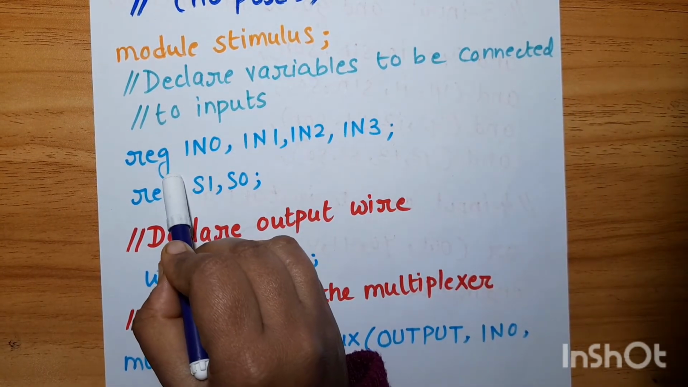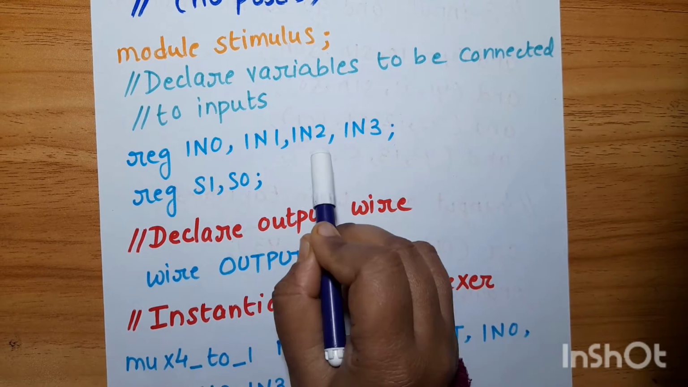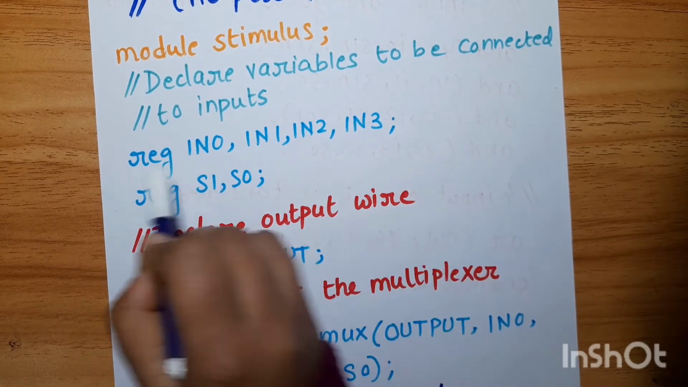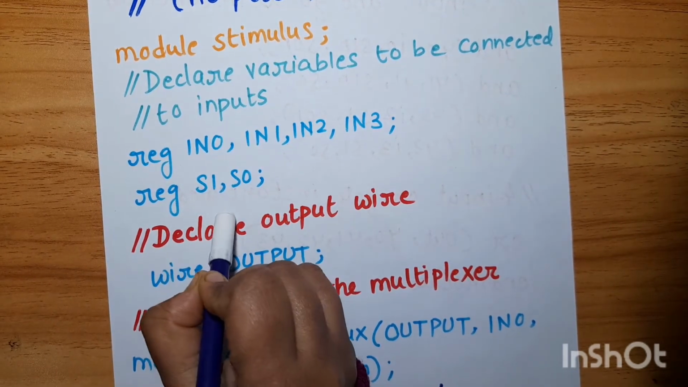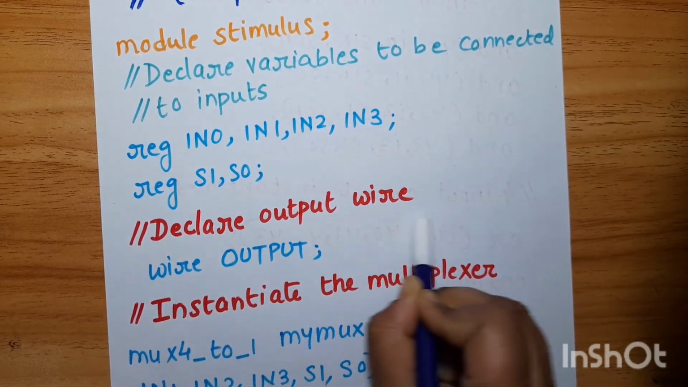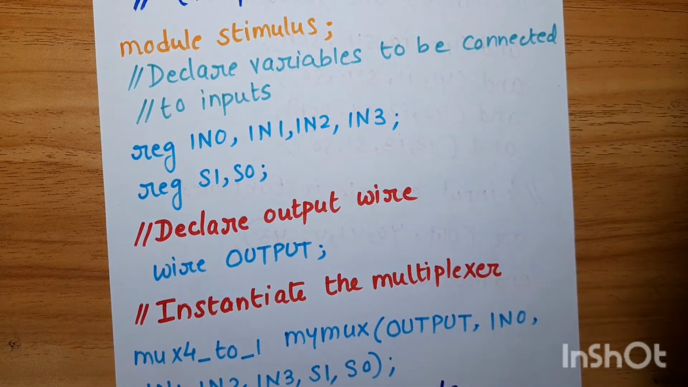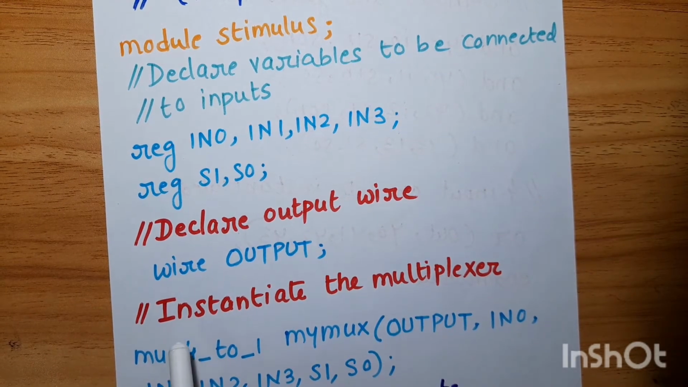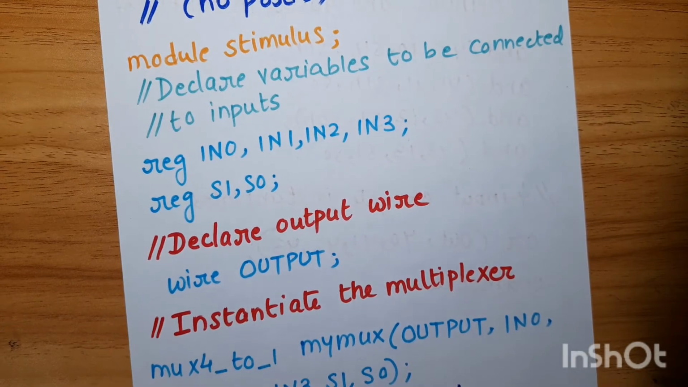So reg IN0, IN1, IN2, IN3. This is also reg: reg S1 and S0. This is also reg. Semicolon. Declare output wire OUT semicolon. Instantiate the multiplexer.